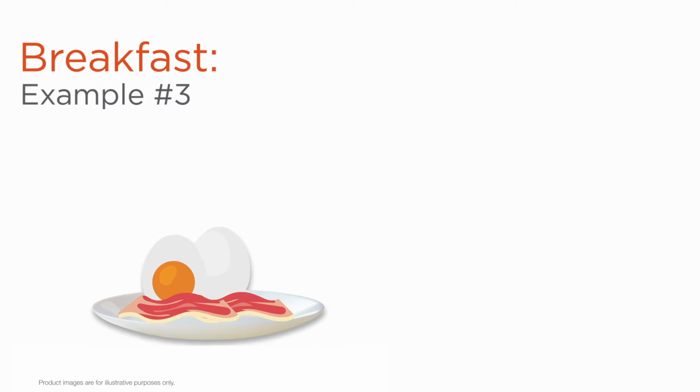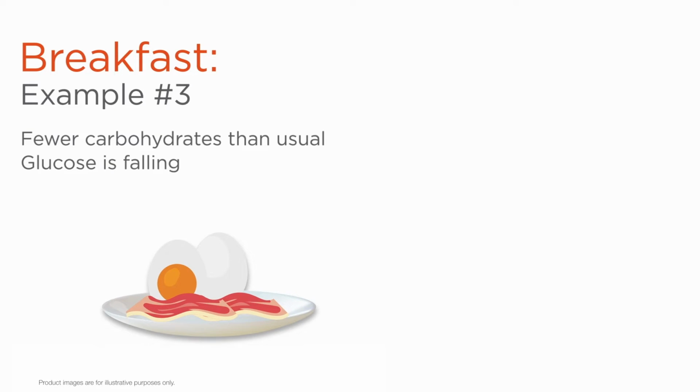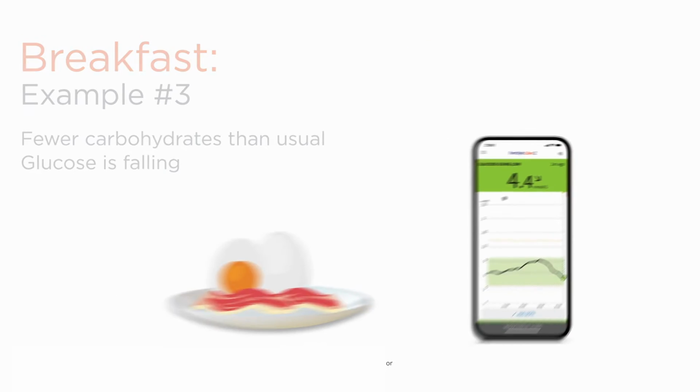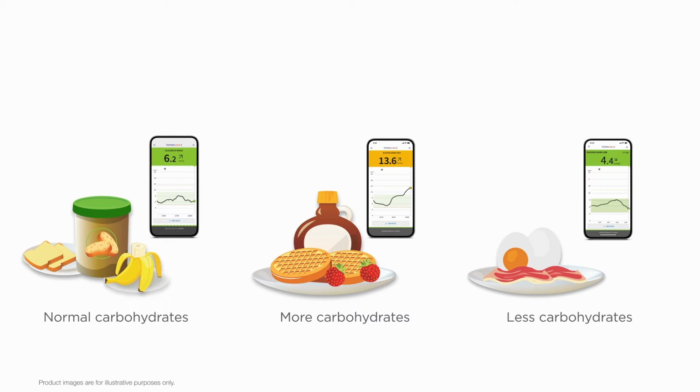Another day, you are out of toast, so you make yourself bacon and eggs. Lots of protein, but fewer carbohydrates. 2 hours later, you scan and your glucose is falling. Can you see how the amount of carbohydrates can change your readings?